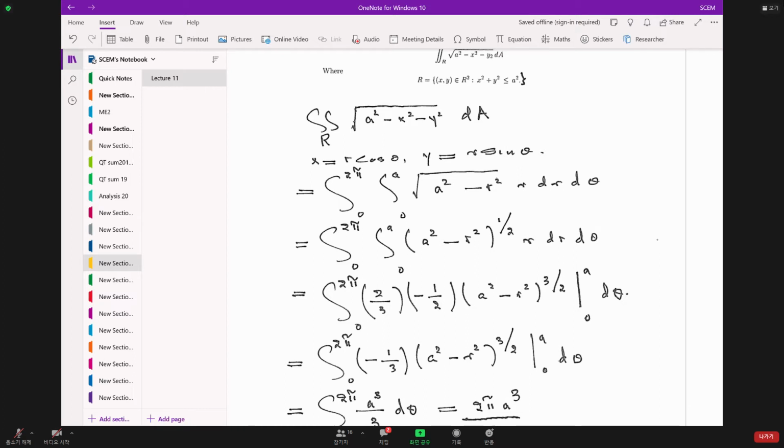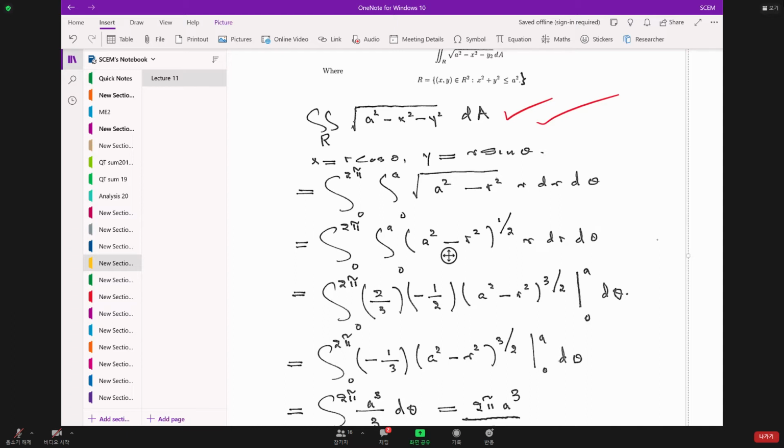So how do you go to polar coordinates? Quite easy. This is in your rectangular coordinate system. To go to polar coordinates, once again you're dealing with circles, so x equals r cos theta, y equals r sine theta. Here x squared plus y squared is less than a squared, so it goes from 0 to a squared. So the radius goes from 0 to a.